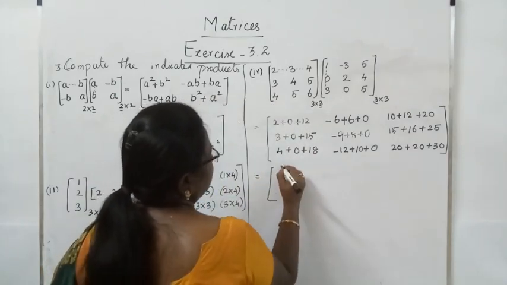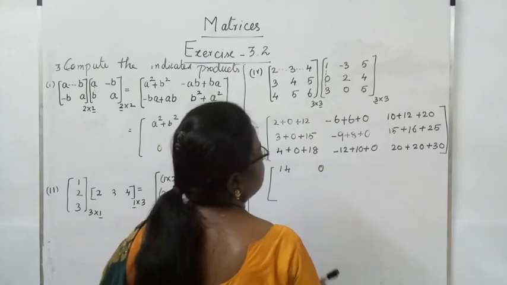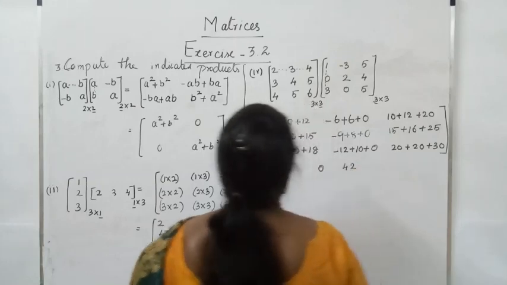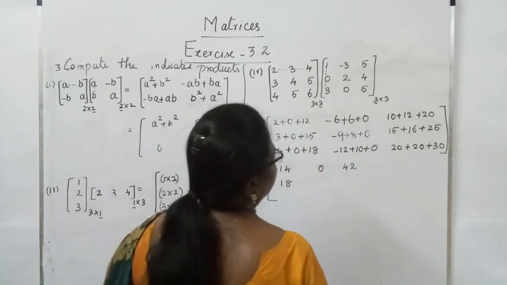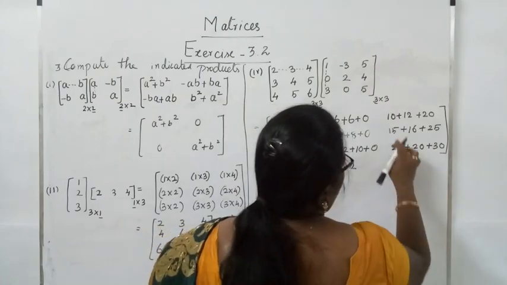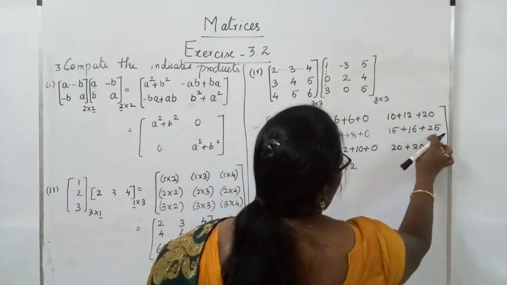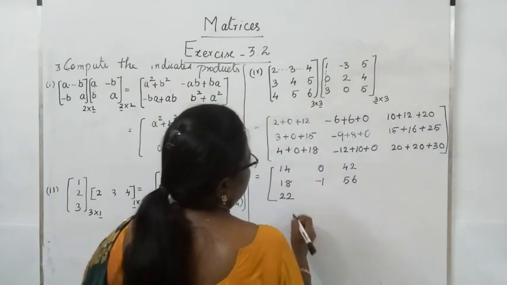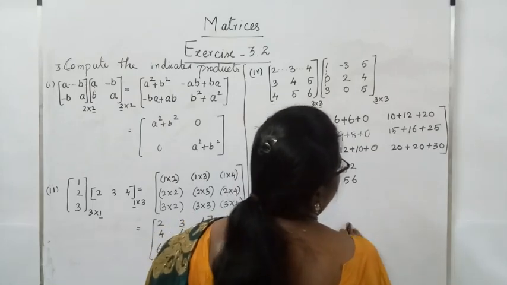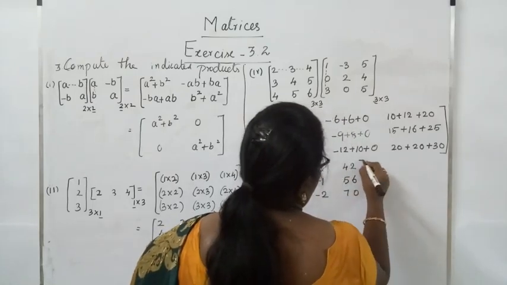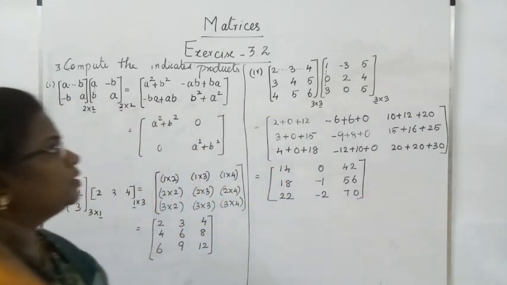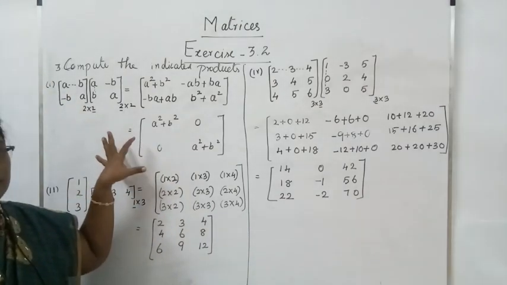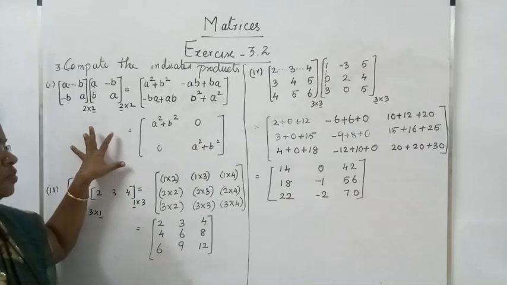Now see while writing here, it is 14 minus 6 plus 6 will become 0. Here 42. Here 18, minus 1, here 56, here 22, minus 2, 70. So we have multiplied these two. In this third question, some two problems remain for multiplication. You have to practice these things.